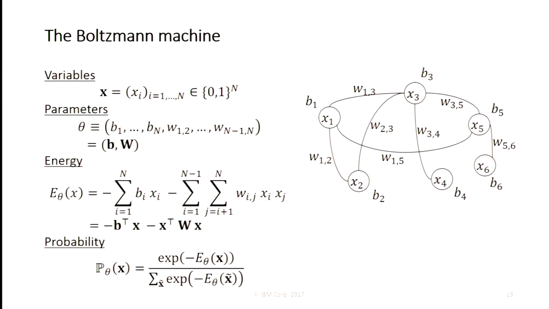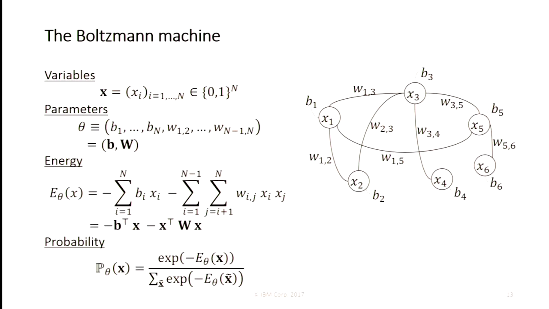There are two types of parameters. One is called bias, which is associated with each unit, and the other is called weight, which is associated with each connection. Given the values of the parameters and the variables, we can define an energy of the Boltzmann machine. For a Boltzmann machine, the energy has this simple expression here. Given this energy, we can define a probability distribution over the binary patterns, which looks like this.